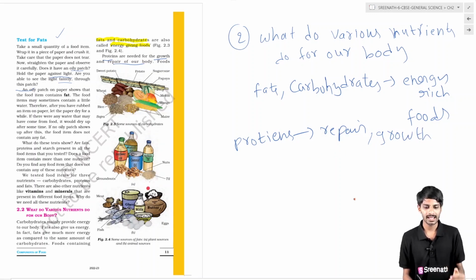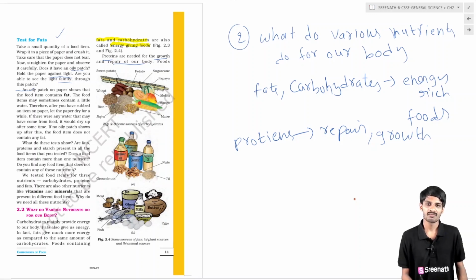So here are the diagrams. In the first diagram, there are some sources of carbohydrates. What are the sources of carbohydrates? All these food items are rich in carbohydrates: sugar cane, sweet potato, papaya, watermelon, mangoes, maize, which is corn, wheat, rice, bajra. All these are sources of carbohydrates.